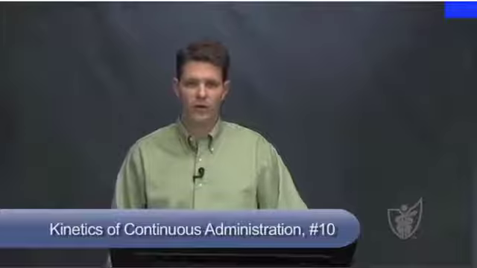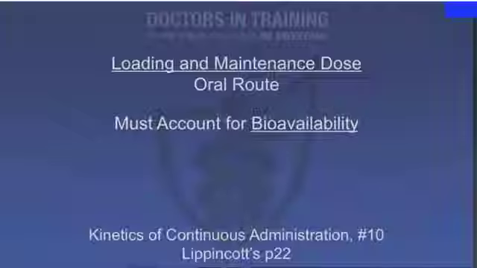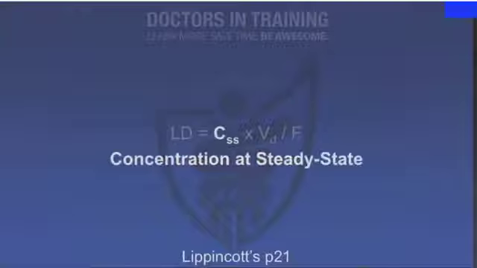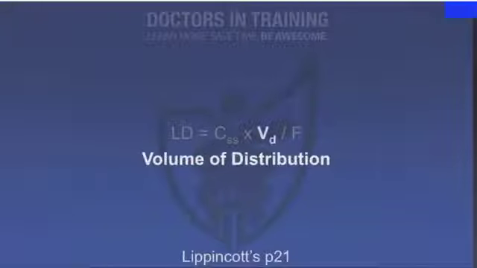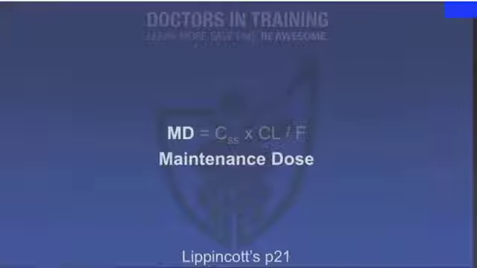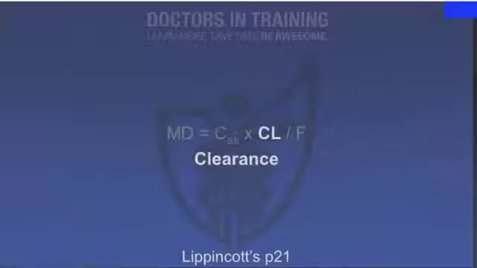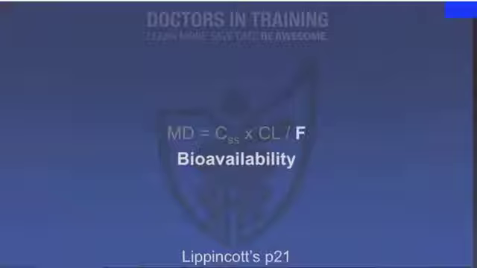If you're going to use them for oral drugs, you have to assume 100% bioavailability. If a drug only had 75% bioavailability, the amount of drug you're giving isn't all getting into the circulation. Only 75% of it is, so you'd have to account for that. And you can see in Lippincott the way to do that. The loading dose equals concentration at steady state times volume of distribution divided by F, where F is the bioavailability, and the maintenance dose equals concentration at steady state times clearance divided by F, where F is the bioavailability.